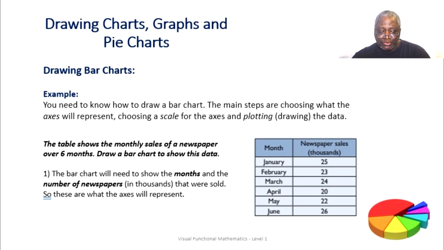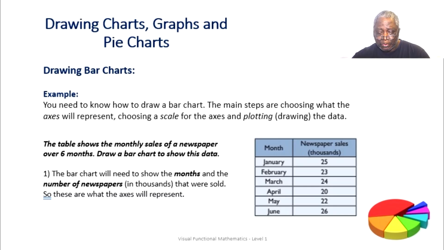The main steps are choosing what the axis will represent, choosing a scale for the axis, and plotting or drawing the data. The table shows the monthly sales of a newspaper over 6 months. Draw a bar chart to show this data. A bar chart is appropriate because it's comparing sizes, really.